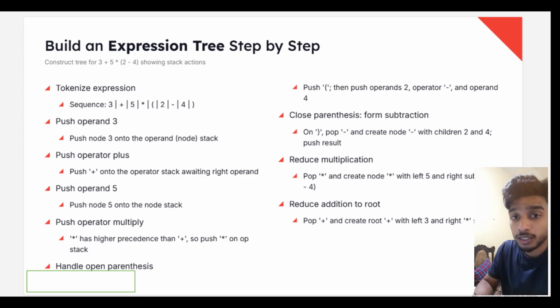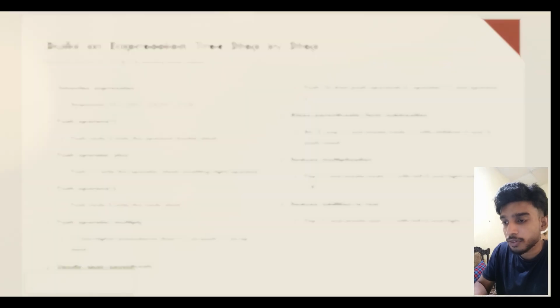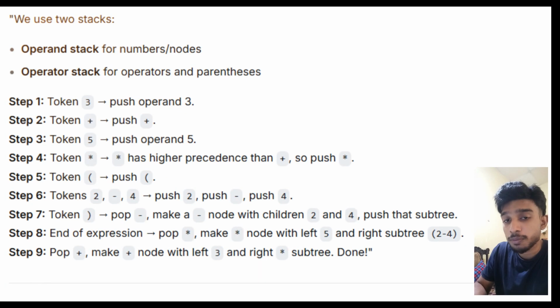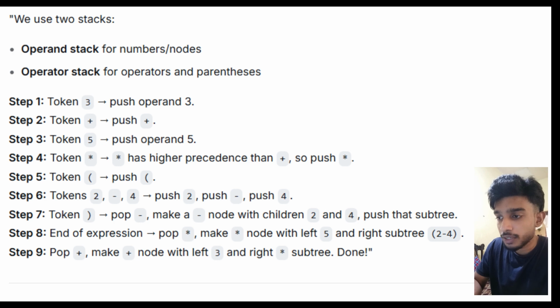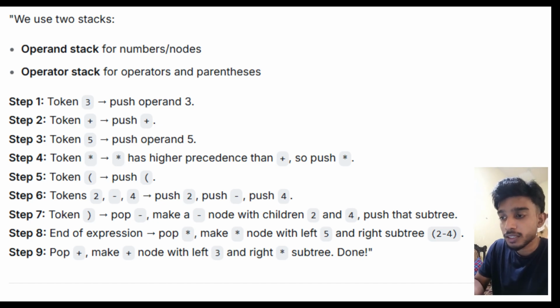Now let's talk about our example. First we push 3, we push the plus mark, and we push 5. We see the multiplication mark, which has higher precedence than the plus mark, so it waits. We see an open parenthesis and push it. We build the 2 minus 4 subtree inside. When we close the parenthesis, we build the minus node. Then the multiplication mark gets popped.